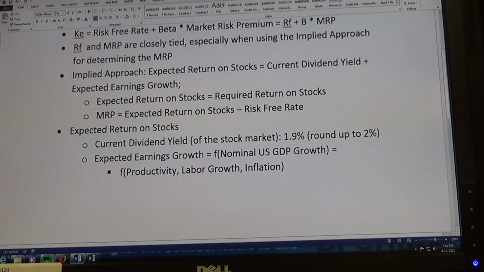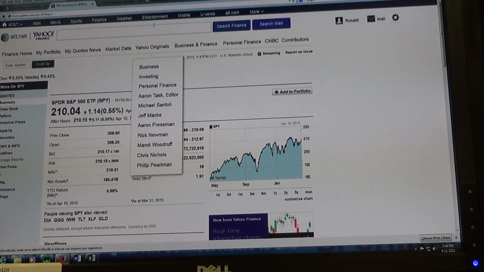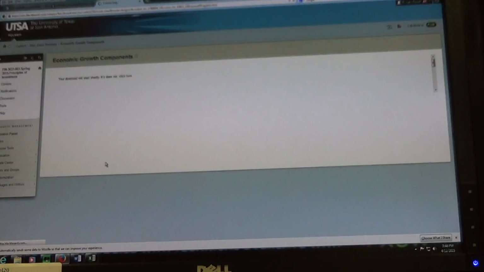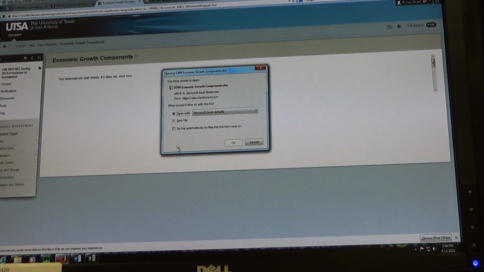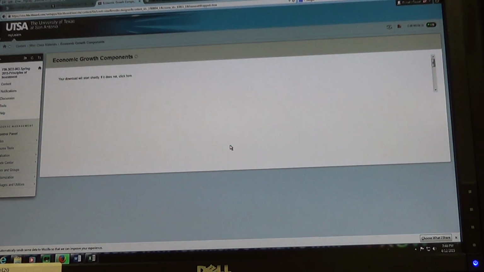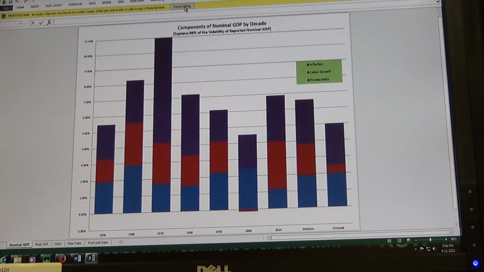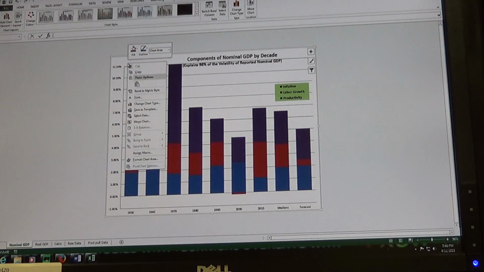And here what you can do is go in and use the file that I provided to the class under miscellaneous materials and just find economic growth components. If you'd like, you can bring that file in and copy that graph into your paper to give yourself support for what you think long-term economic growth for the U.S. should be. And in that case, that also means what you expect growth in stocks to be.